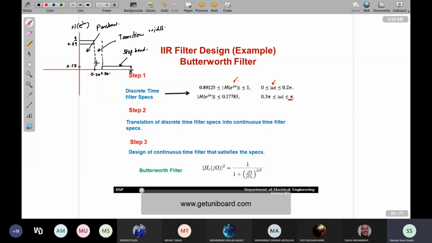As we said, we will be taking these specifications and transforming them using the impulse invariance transformation, converting the specs into continuous time specs. Whatever the transformation is, capital Omega was equal to small omega over T in radians per second, but we are assuming that T is equal to 1. As a result, capital Omega is equal to small omega. That's my impulse invariance transformation, the straight line. So let's do it.